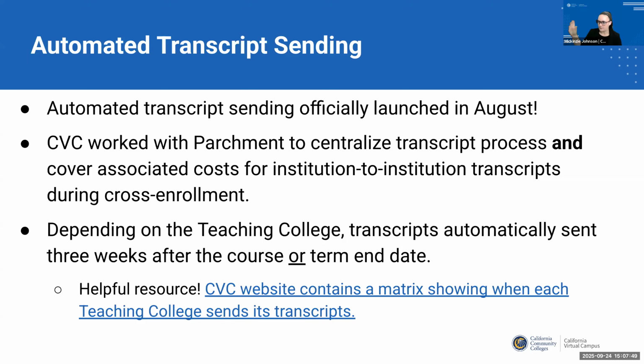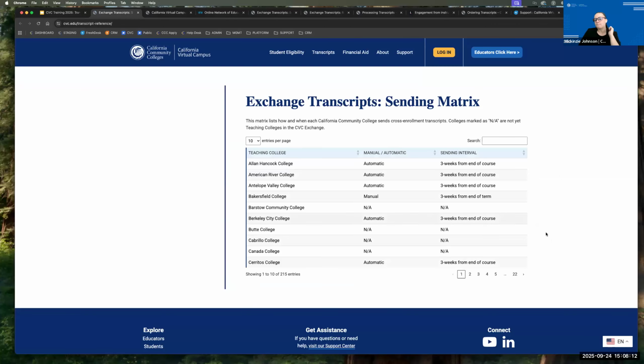And we will review here in a moment throughout this training about what it means to be a college who is doing this automated versus manual. But here's some of that just general information about what we automated and why. So here's a helpful resource as well that we created on the CVC side to show when a teaching college will actually send their transcripts. So if we click here, which we will send out this presentation in PDF form as well as all of the links that you will need.